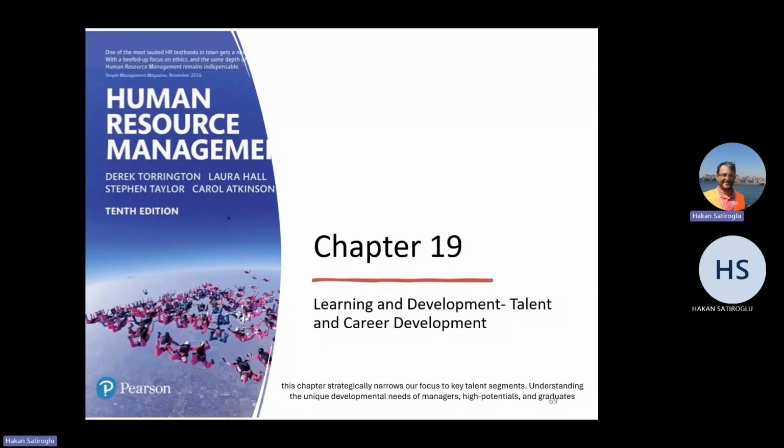We have now reached chapter 19, learning and development. This chapter strategically narrows our focus to key talent segments, understanding the unique developmental needs for managers, high potentials, and graduates. So literally, this chapter is looking at how we can manage talent.